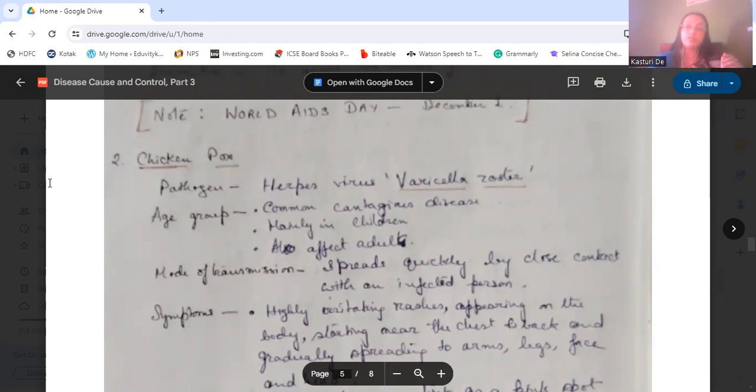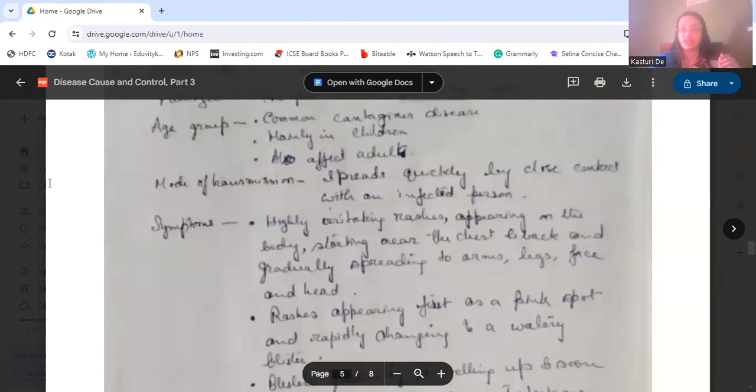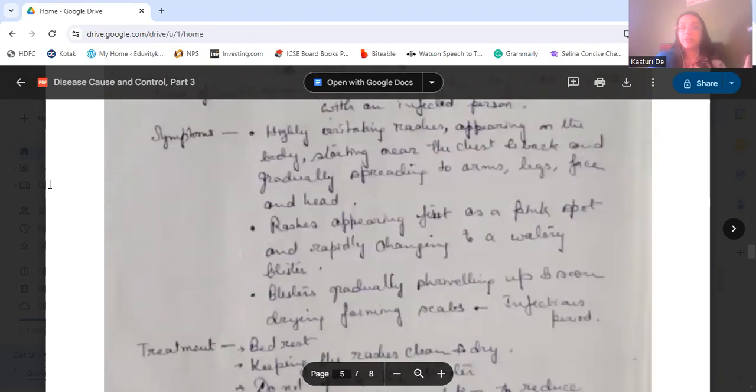The symptoms are highly irritating rashes appearing on the body, starting near the chest and back and gradually spreading into the arms, legs, face, and head. The rashes appear first as pinkish spots and then rapidly change to watery blisters. The blisters gradually shrivel up and soon dry, forming scabs.